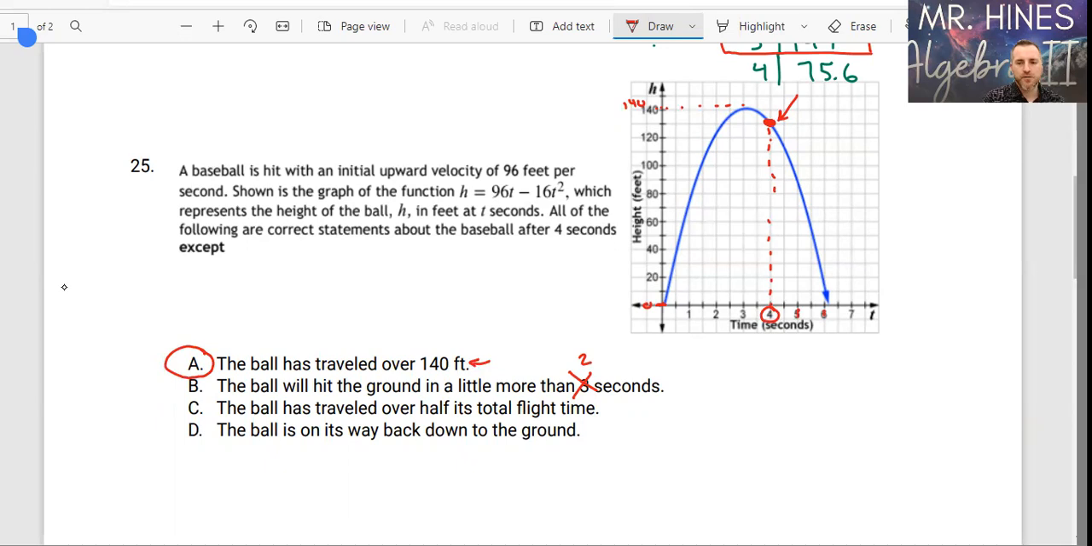The ball has traveled over half its total flight time. Okay, well, where does it hit the ground? Here's the ground. Ball goes up off the ground, gets to its highest spot, comes back down. So 6 seconds, half of that is 3. 4 is bigger than that. So yep. And the ball is on its way back down to the ground. It is, in fact, on its way back down to the ground.